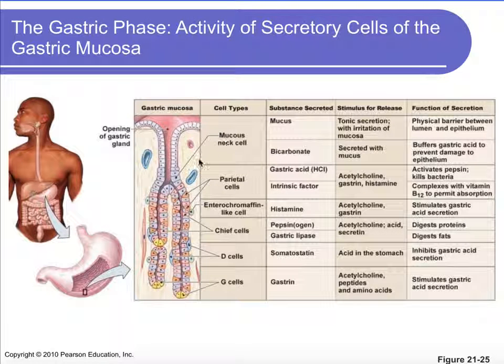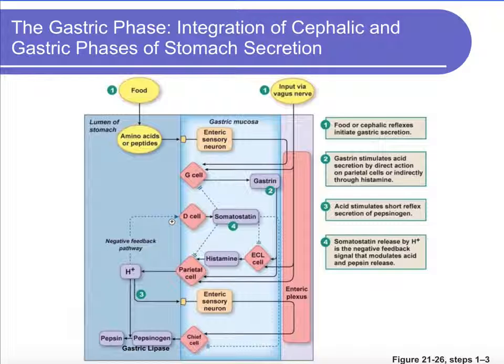So for example, we have our mucus cells, which secrete mucus and bicarb. We have our parietal cells, which secrete hydrochloric acid and intrinsic factor. We have our ECL cells, which secrete histamine, our chief cells that secrete pepsin and lipases, our D cells, which secrete somatostatin, and our G cells that secrete gastrin. So here are the different cell types, what they secrete, what stimulates those secretions to be released, and then what those secretions do. So please use this as a review slide, a summary slide, a study slide, but I'm going to go over it with this slide because I like the figures better.